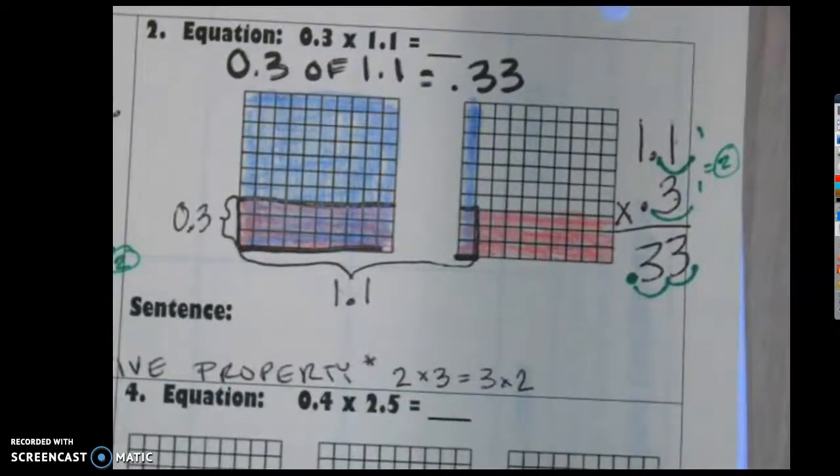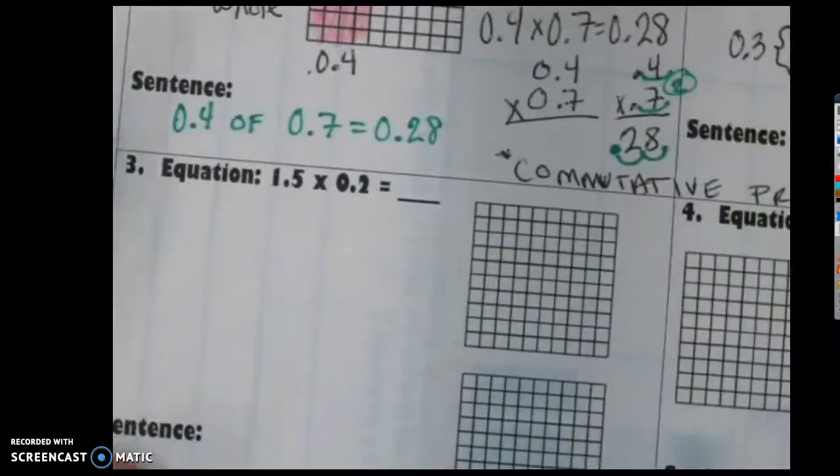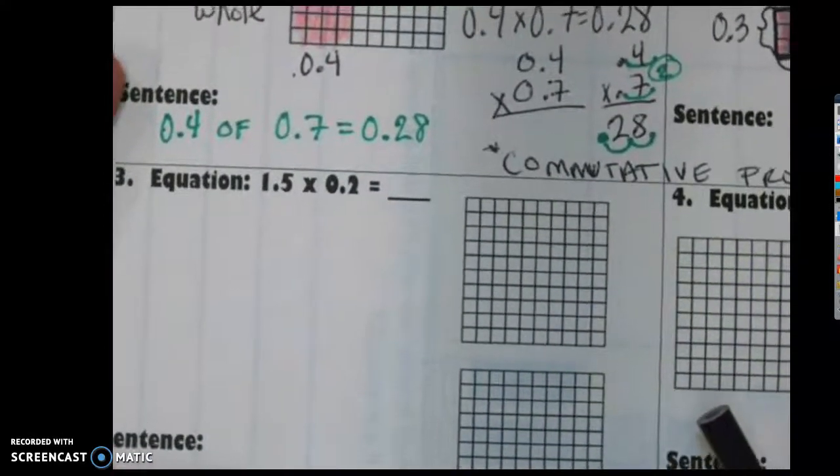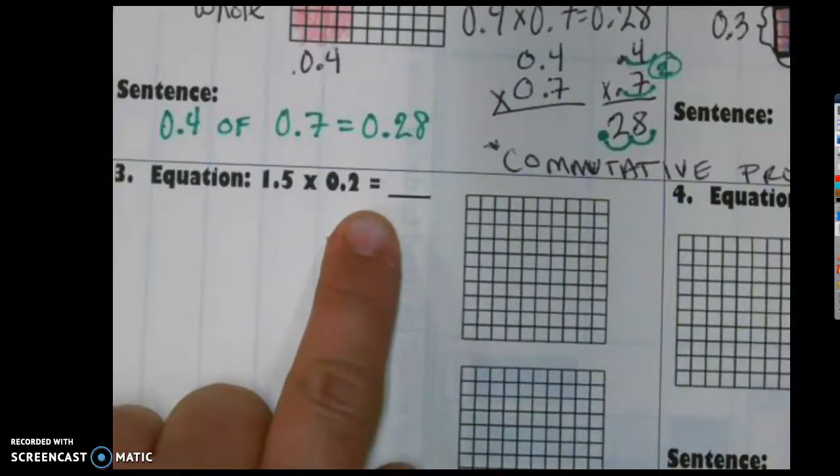Okay, now let's look at number 3. Here's our equation. Remember, it's an equation because it has what? Someone from table 4, tell me. It's an equation because it has a what? An equal sign. That's correct, an equal sign. Very good.